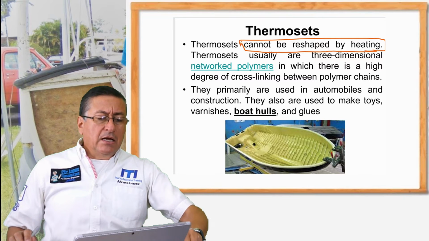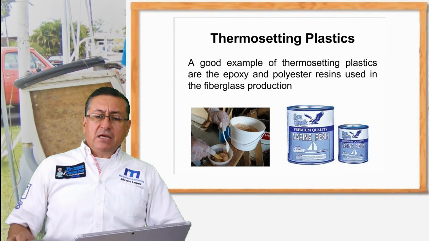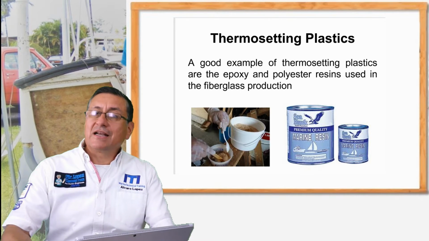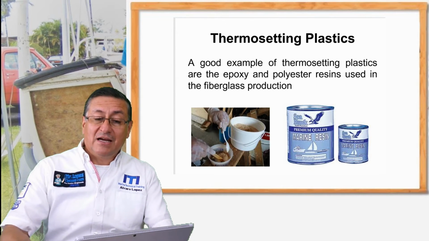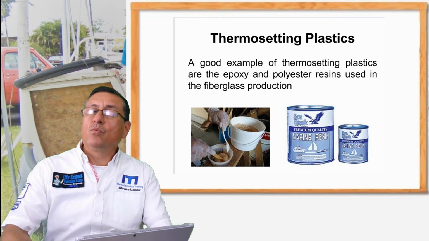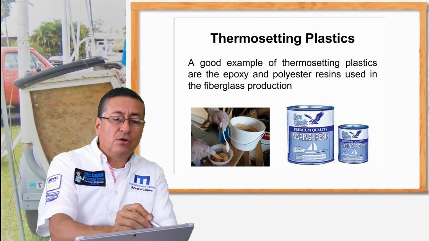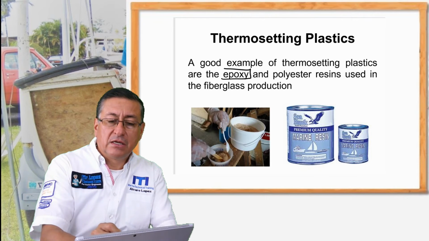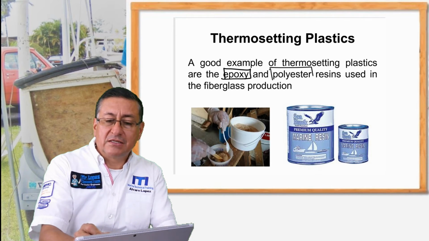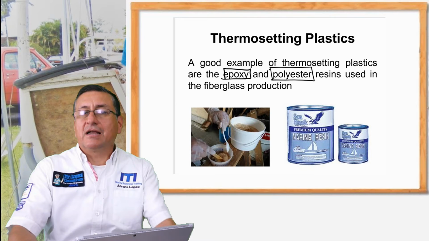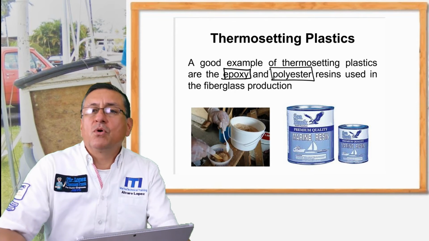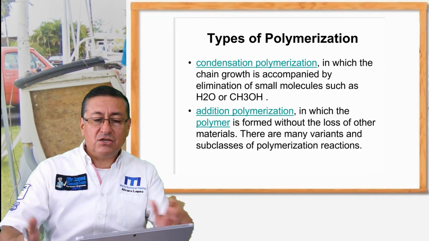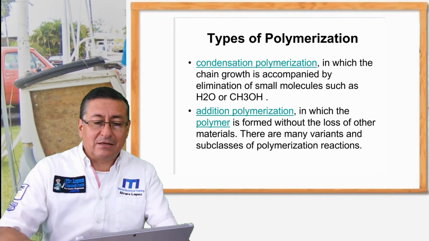Alright, and thermosetting plastic. A good example of a thermosetting plastic is the resin, the epoxy resin, and the polyester resin. We are going to use two types of resins: epoxy resins and polyester resins. Both of them are a great example of thermosetting plastics. And now we are going to analyze each of those resins in detail.